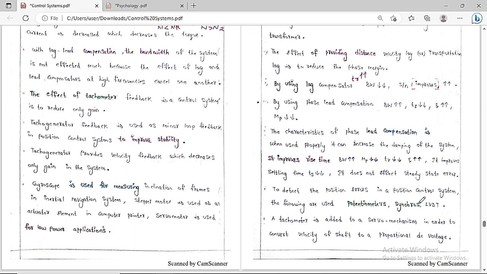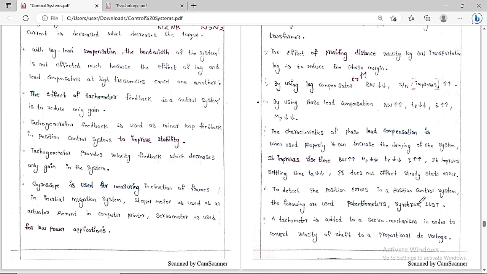The next point is a tachometer is added to a servo mechanism in order to convert the velocity of the shaft to a proportional DC voltage. I already told you, tachometer means it is going to convert the speed into voltage, because the output is proportional to the rate of change of velocity. So a tachometer's output is a voltage and input is the mechanical speed.